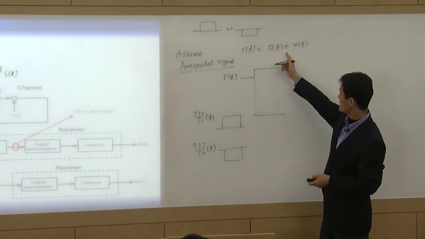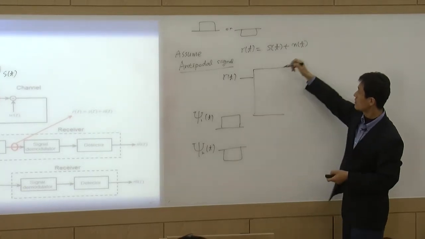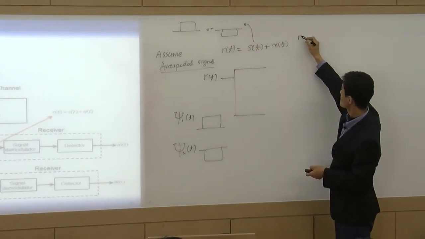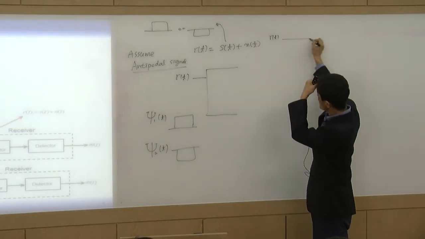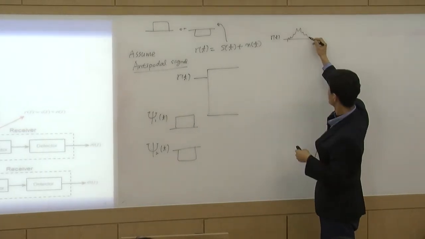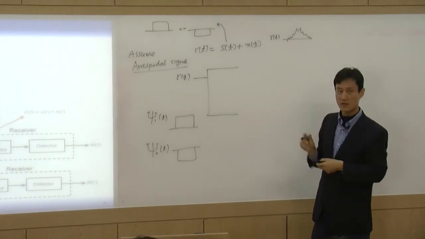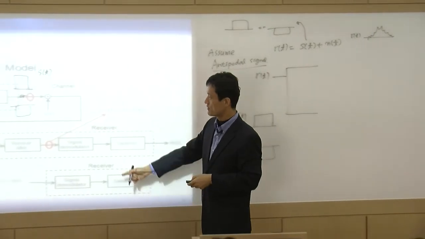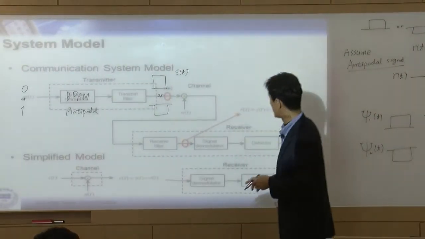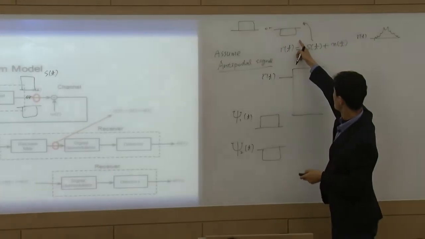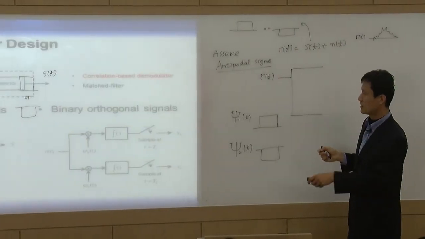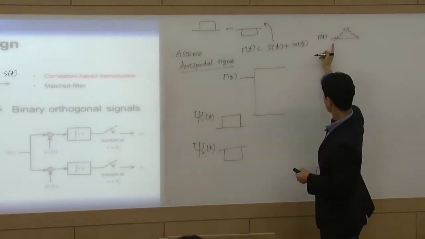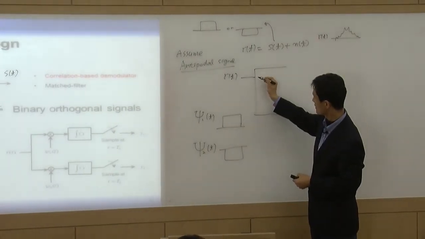So that is added with noise. So what does r(t) look like? s(t) will look like one of these. So of course r(t) probably looks like something like this or something like this, right? That's going to be r(t). That's what we receive here. Because we have noise, r(t) is affected by noise. So we receive this kind of noisy signal coming into the receiver.